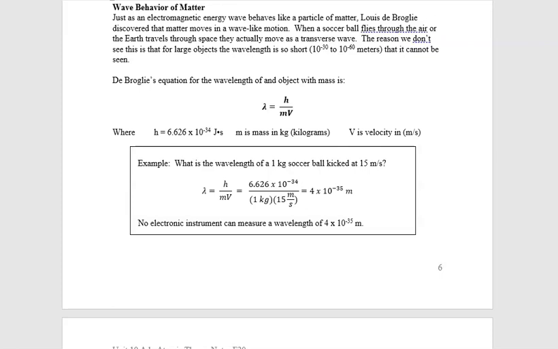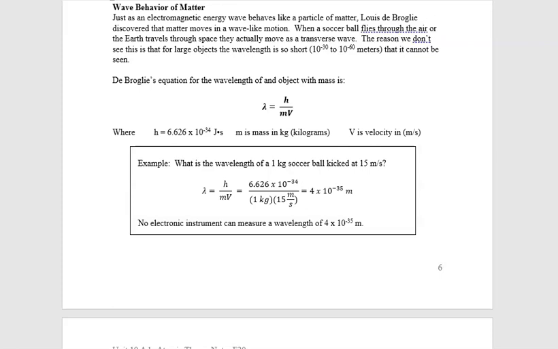Now, wave behavior of matter. This is kind of an interesting concept. It says that not only do light waves have the characteristics of a particle, like a little ball, which we call a photon, but an actual physical object, like a tennis ball, actually has characteristics of a wave. In fact, it moves through space like a transverse wave.